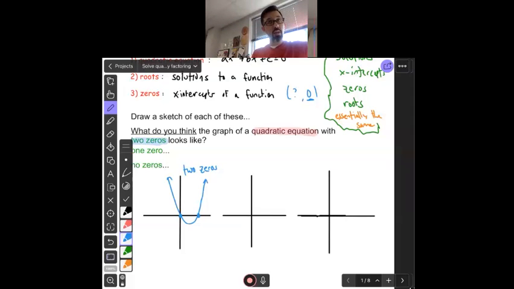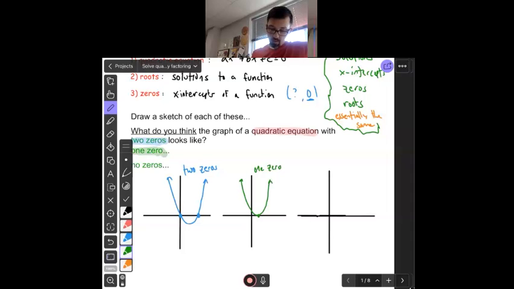Right? Well, what if it only had 1 zero? What would that look like? What if it only had one x-intercept? Right? What would that look like? So for it to only have one x-intercept, that means it would have to go down to the x-axis and then bounce off. It can't cross it, it can only touch it. So it actually just hit the x-axis once. Okay? Then it would bounce back up.